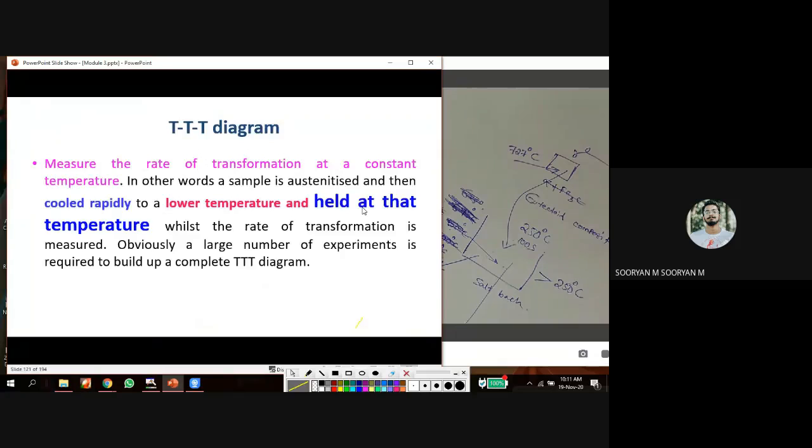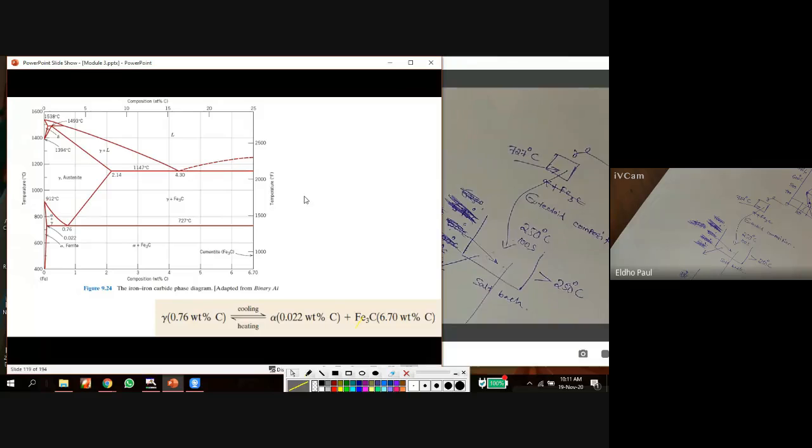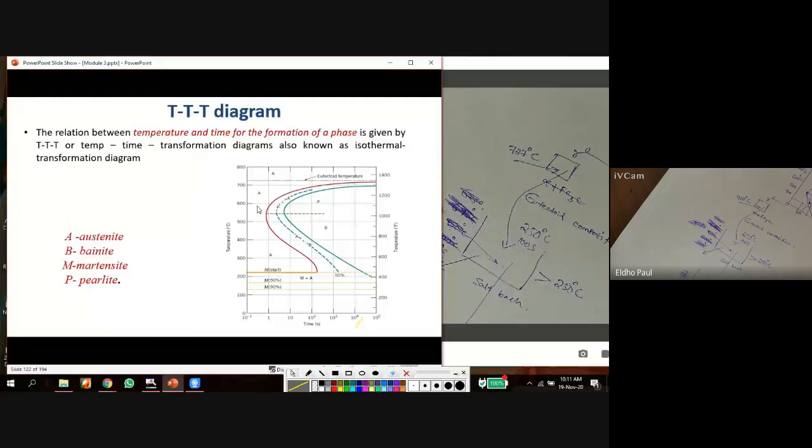പക്ഷെ ബേനൈറ്റ് പോലത്തെ മെറ്റീരിയൽസ് വേണമെങ്കിൽ നമ്മൾ TTT വൈസ് തന്നെ പോണ്ടേ, കൂൾ തന്നെ ചെയ്യണ്ടേ? ഹീറ്റ് ട്രീറ്റ്മെന്റ് TTT ഡയഗ്രത്തിന് ഇങ്ങനെ തന്നെ ചെയ്യണം. അതായത് ഒരു ഓസ്റ്റനൈറ്റ് ടെമ്പറേച്ചർ റേഞ്ചിലേക്ക് ഹീറ്റ് ചെയ്തിട്ട് പിന്നെ കൂൾ ചെയ്താൽ മാത്രമാണ് ഇതുപോലത്തെ മെറ്റീരിയൽസ് നമുക്ക് കിട്ടുക.